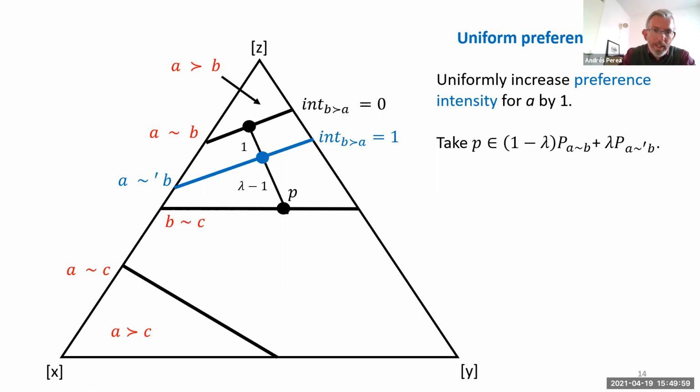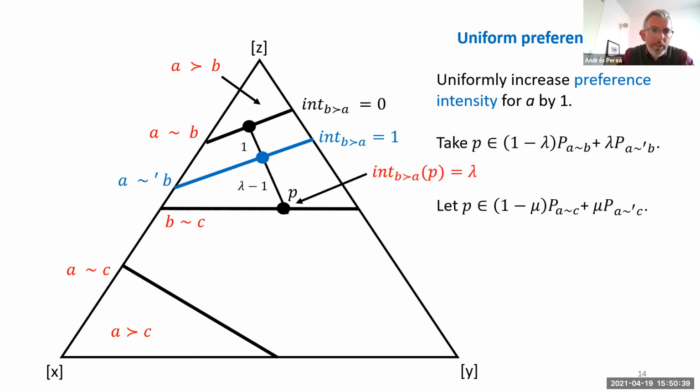Okay, now what can we say about the degree or the intensity by which you prefer B to A at the belief P? Well, let's see. Here, the intensity by which you prefer B to A is 0. Here, it's 1. Now, the distance between this black belief and P here is lambda times the distance between the black belief and the blue belief. If you go from the black belief to the blue belief, the preference intensity between B and A increases by 1. Since here you travel lambda times as much, the intensity by which you prefer B to A at the belief P should be lambda times as much, so it should be lambda.